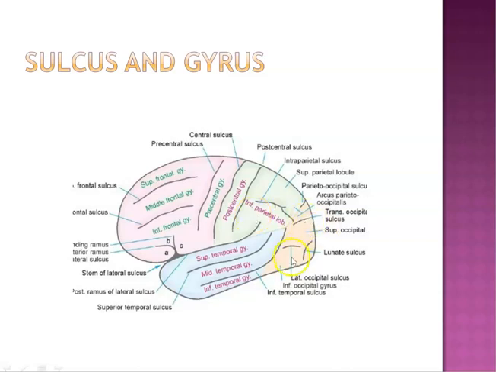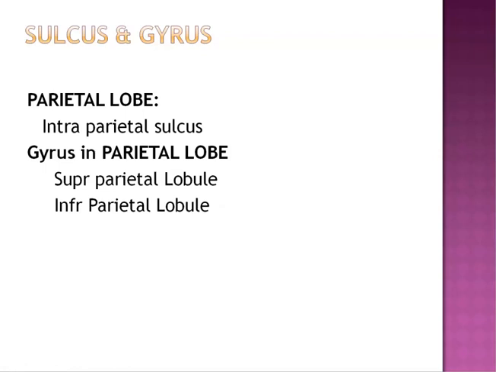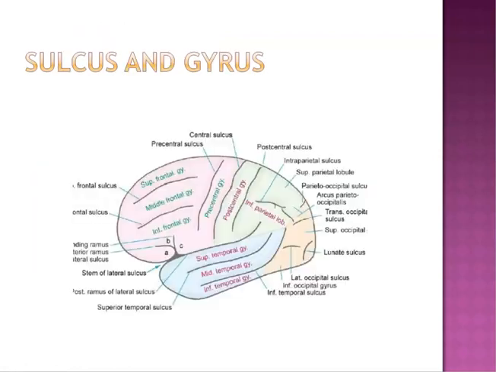Last but not least, this is the occipital lobe, which lies behind the first imaginary line. It consists of the transverse occipital sulcus and the lateral occipital sulcus. You could see it in the diagram. The transverse occipital sulcus is situated in the uppermost portion, the lateral occipital sulcus is situated in the lowermost portion, and the lunate sulcus is situated in a vertical format. So these are the three sulci present in the occipital lobe.